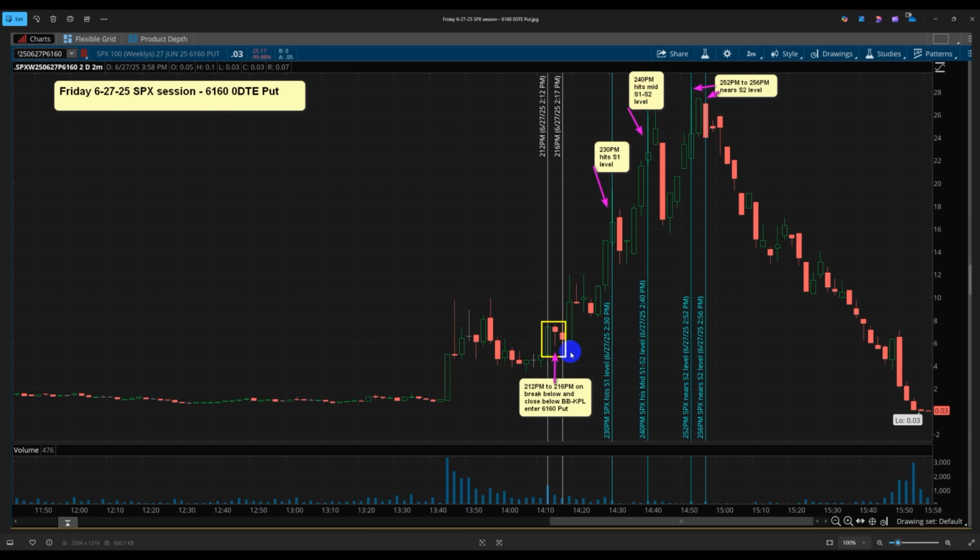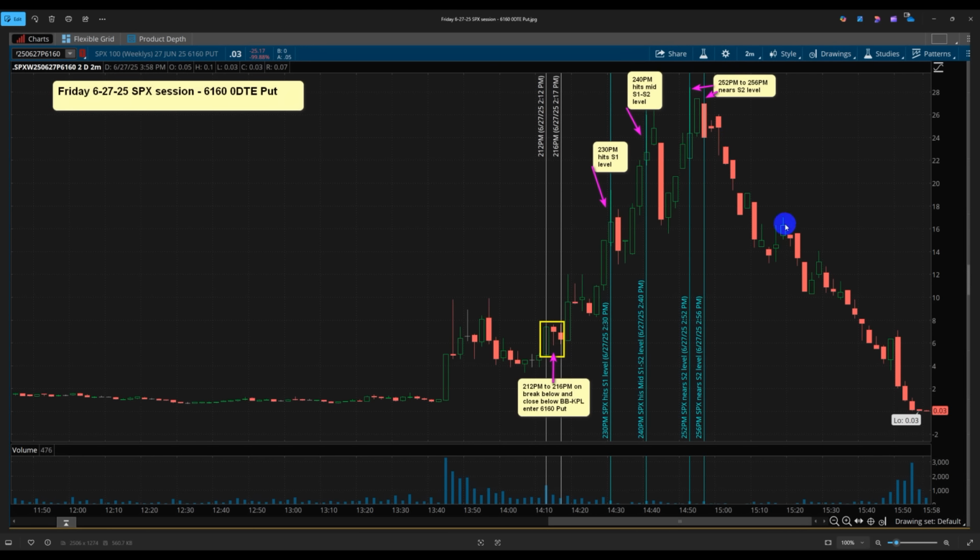So you can see the entry price down here, where it would be at here. This is the tail of this candle here, up here. And then right here for this one. And then 2:52 to 2:56, when it's nearing the S2 level, was right here. And as you can see, towards the end of the day, when we got that explosive move back up after it bottomed out here, these basically became worthless at the end of the day.